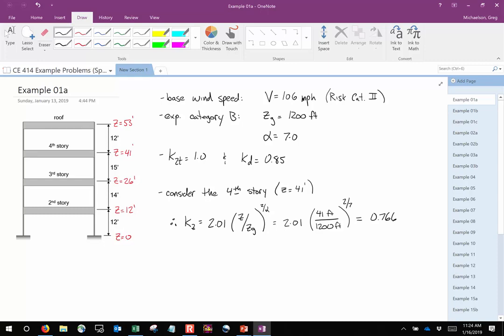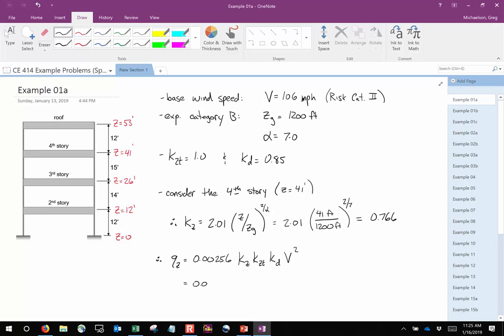So therefore, QZ is 0.00256 times KZ, KZT, KD, V squared. The way this works is you plug in a velocity in miles per hour and you will get a pressure in pounds per square foot. That's what this is doing. This is sort of your unit conversion, if you will. I say sort of because there's a little bit more going on with Bernoulli's.